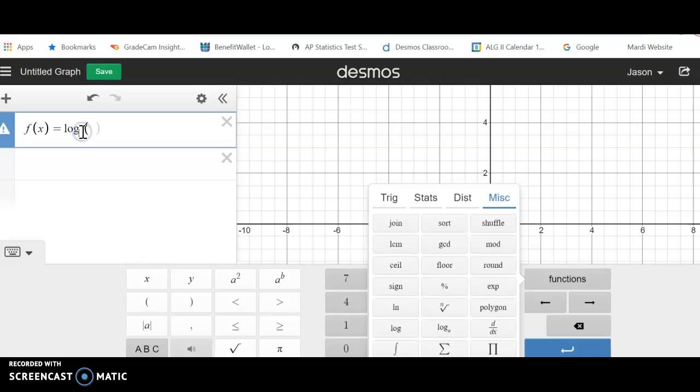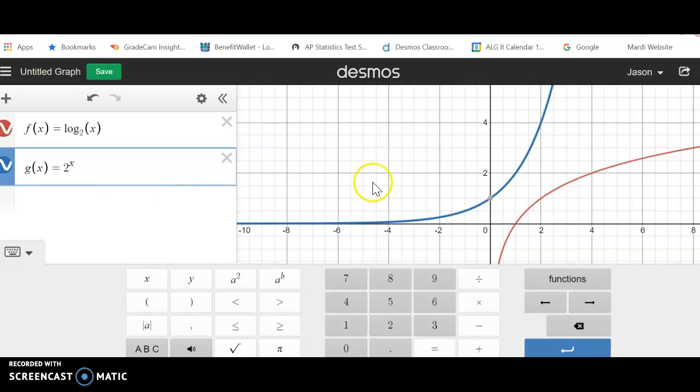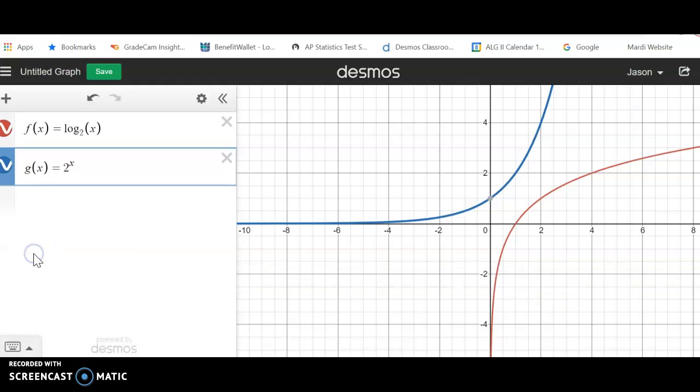So here we want 2 and log base 2 of x. Okay, and you can see what that looks like, kind of. g of x equals 2 to the x. Well, that's pretty. I'm going to drop this.